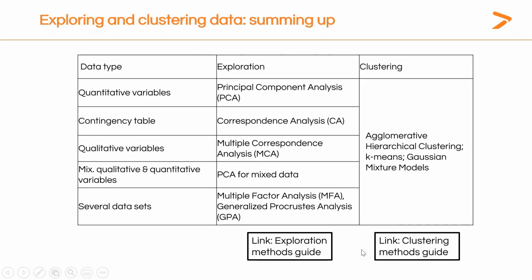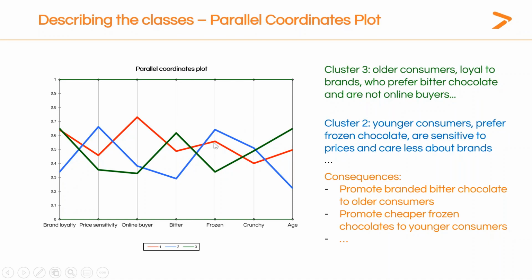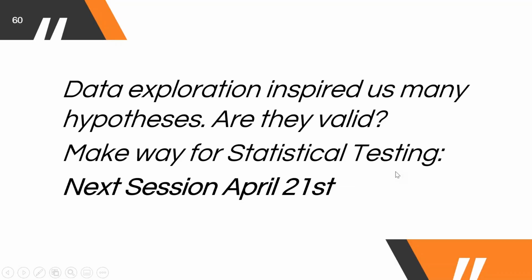So to sum up, we've seen an exploration method, which is PCA. The other methods more or less work in the same way. And for clustering, we've seen AHC. You need to know that k-means and Gaussian mixture models also provide you with a membership of each individual or each observation to a group. So you can have the same analysis with a parallel coordinates plot by passing through these methods as well.